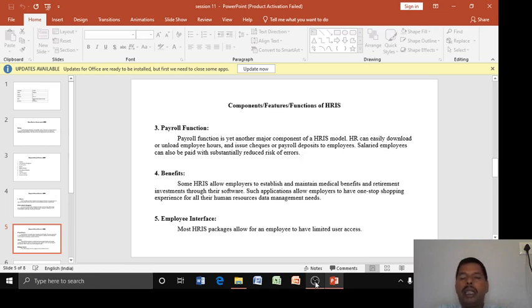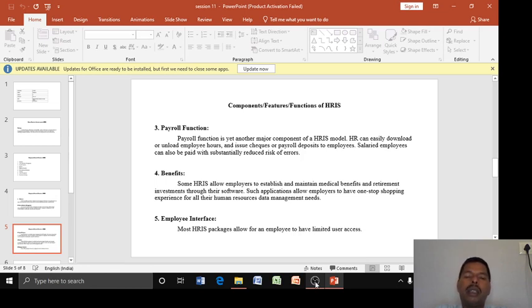For example, in case of government employees, the salary is done through the K2 system by using HRMS, right? So it is very easy, and the risk of errors can be minimized to the maximum extent possible, right?